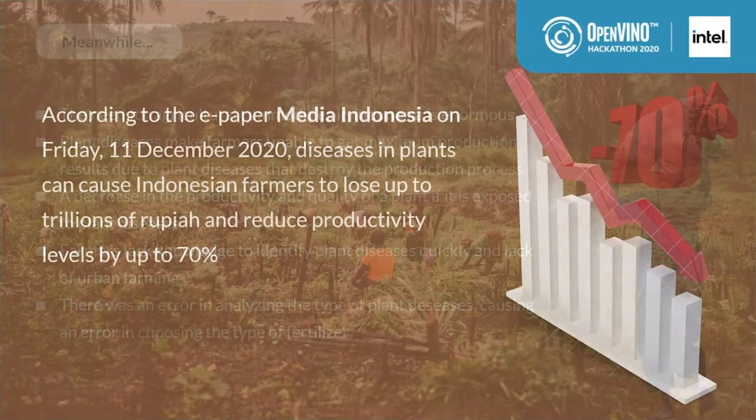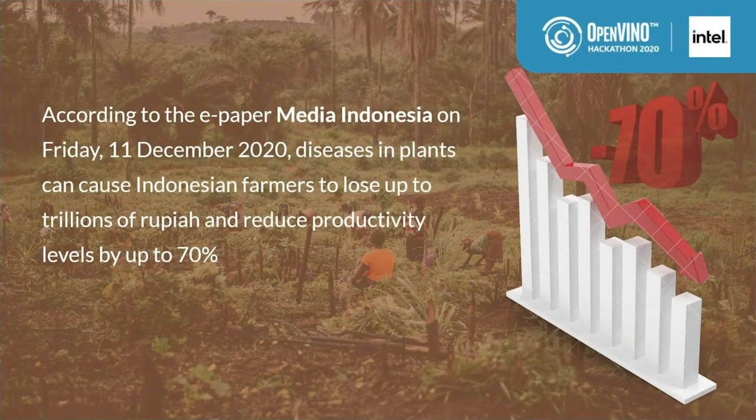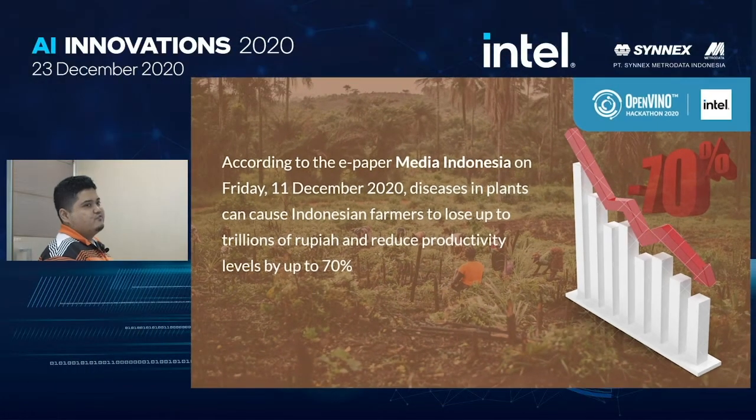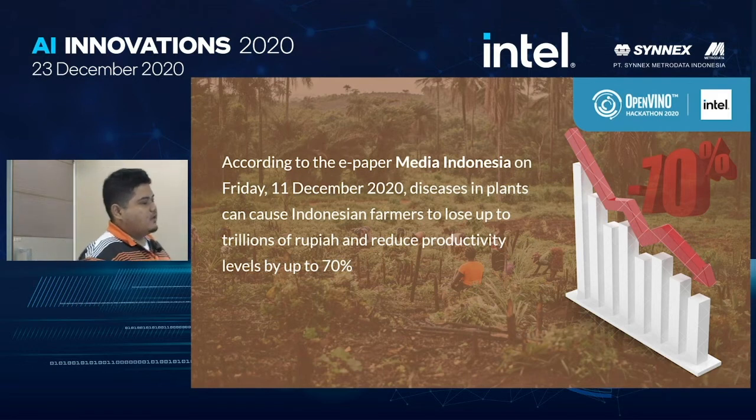According to the e-paper Media Indonesia on Friday, 11 December 2020, disease in plants can cause Indonesian farmers to lose up to trillions of rupiah and reduce productivity levels by up to 70%. It's a really major problem in Indonesia, because farmers didn't know how to cure the disease, and they didn't know what kind of disease was attacking their field. So the productivity is lost up to 50%, 70%, sorry.